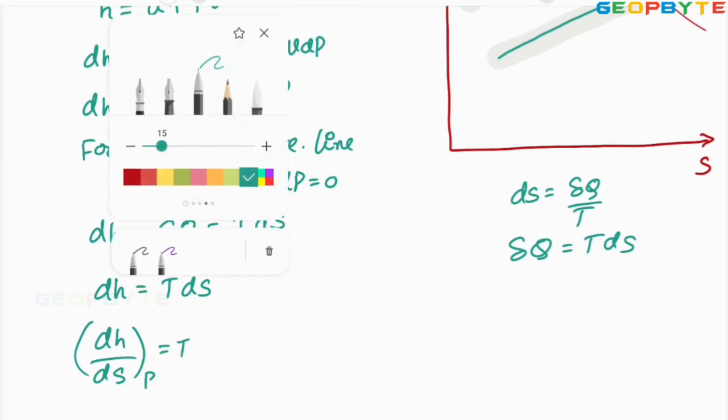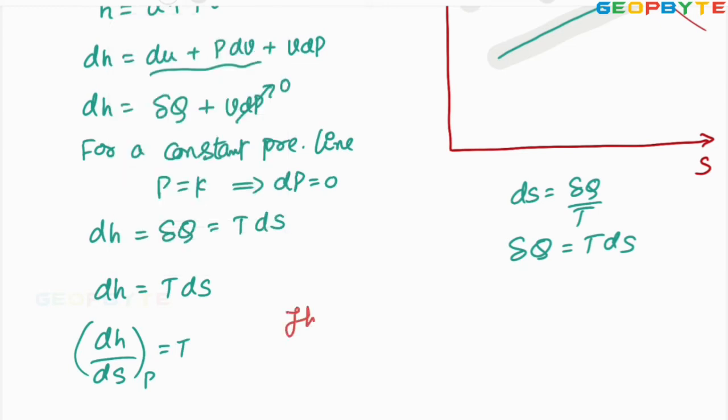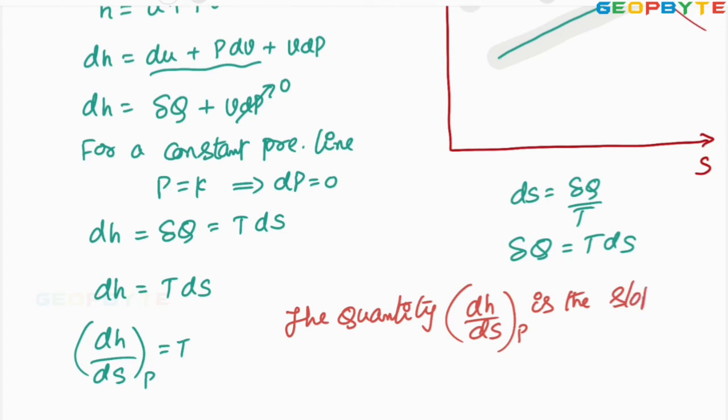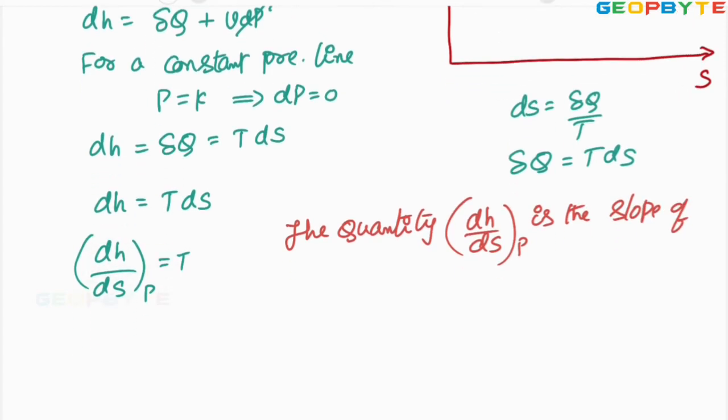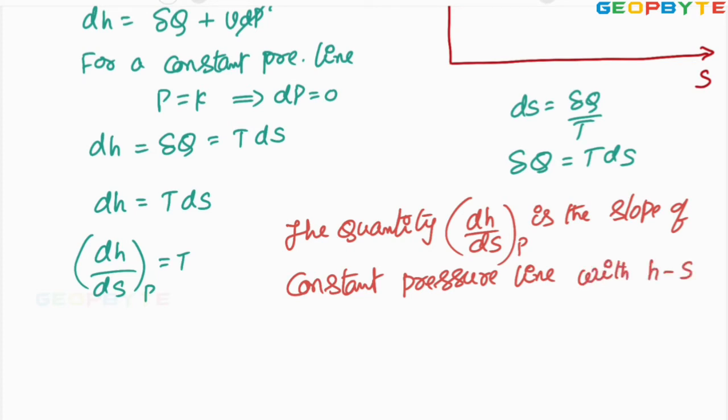Remember the quantity, let me write that point. The quantity dH by dS at constant pressure is the slope of the constant pressure line in the HS coordinate system, the enthalpy versus entropy diagram. It is equal to what? dH by dS at constant pressure equal to T.